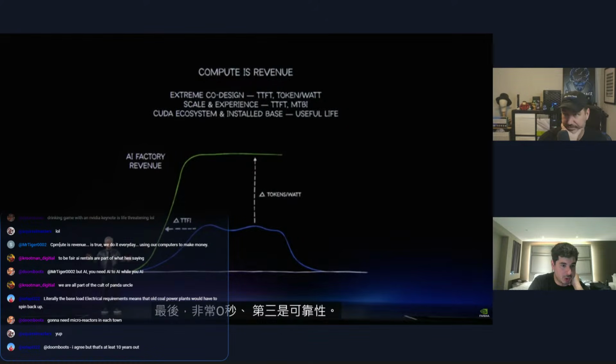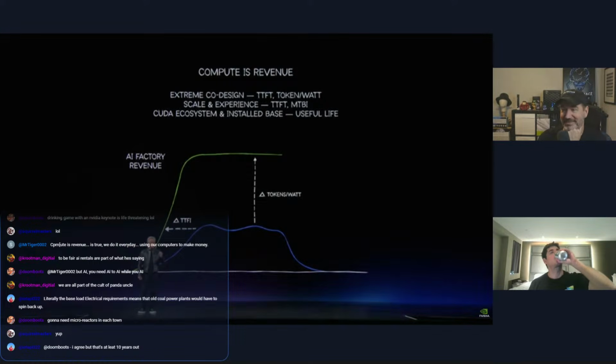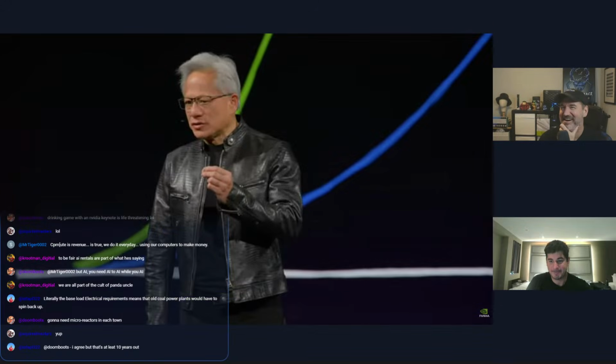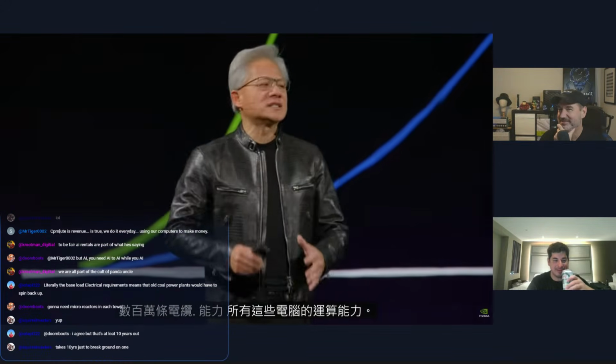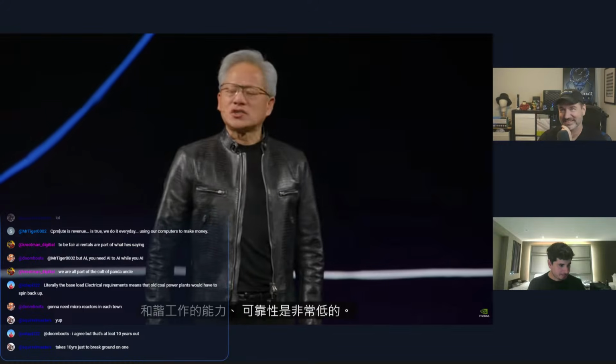If you ever get a chance to see these data centers, there are so many moving parts, millions of cables. The ability for all of those computers to work harmoniously, reliably, is extremely low. It is just extremely difficult.